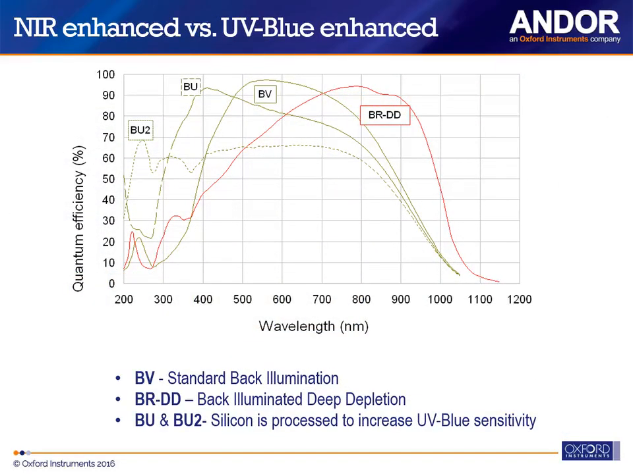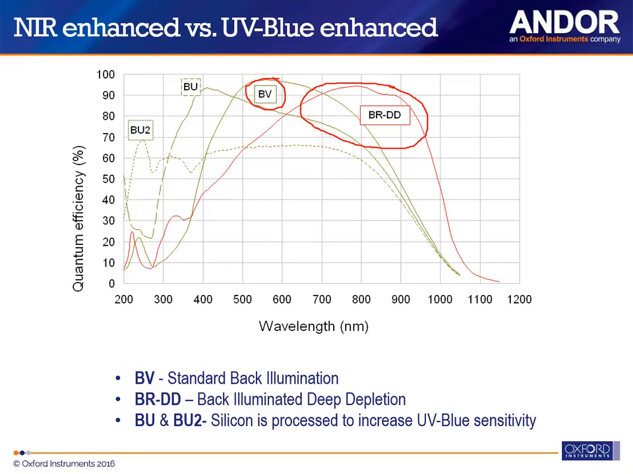Just to show you some of the benefits of this deep depletion process, if we look at what's called the BV curve, this green curve, that's a standard mid-band back illuminated profile, optimized very much for this 500, 600 nanometer wavelength regime. However, if we do deep depletion, you can see it optimizes the region around, say, from 700 out to 900 nanometers. So it's much, much better at collecting photons in that wavelength regime.